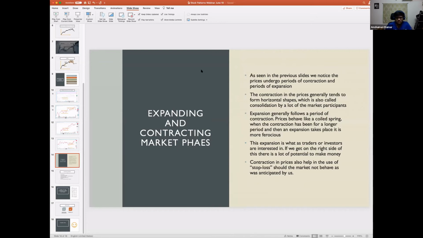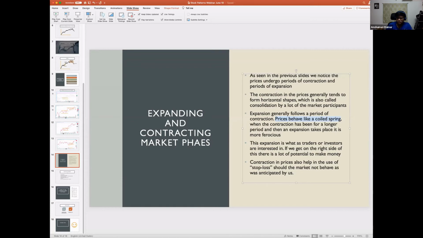Now I'm just summarizing here whatever we have spoken till now. I don't want to stretch the presentation too long because we'll get too much information in too little time. So I'm being repetitive to ensure that whatever little I explain, you're able to grasp it. What we saw in the previous slides is prices undergoing periods of contraction and expansion. The prices are always going to behave like a coil spring.